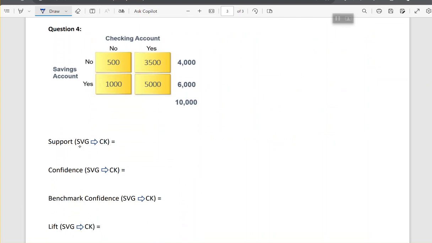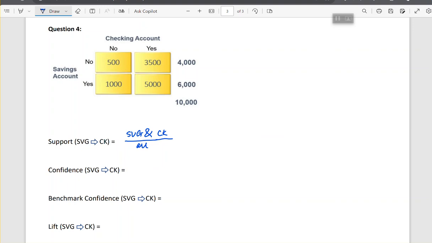SVG is short for saving account, CK is short for checking account. So by the formula, we look at out of all the transactions, how many of them have SVG, the saving account, and also the checking account? So how many customers have both accounts? Try to use this two-way table to figure that out.